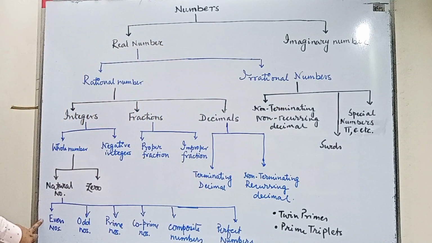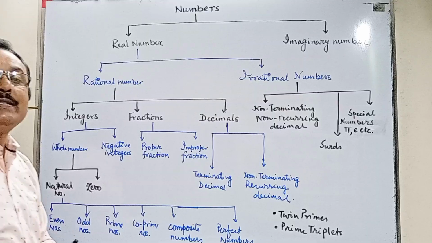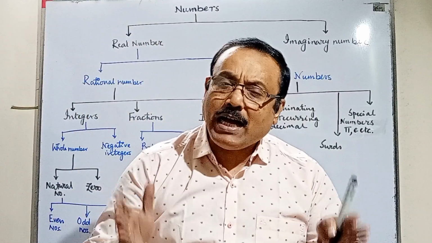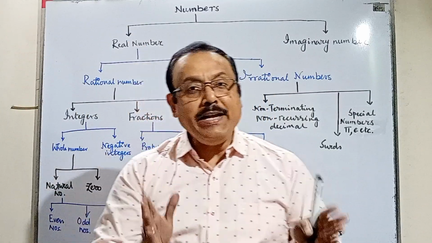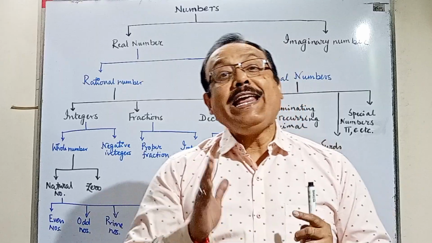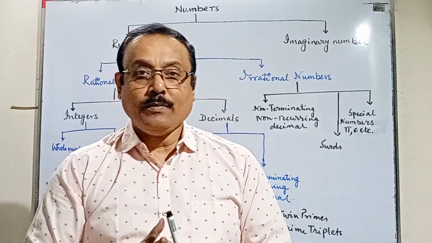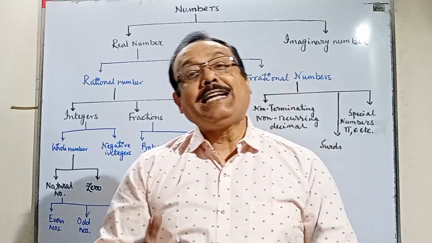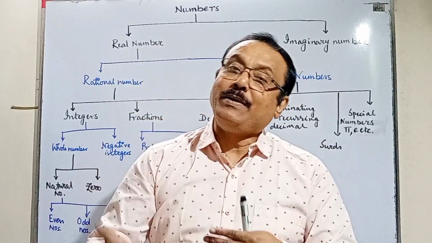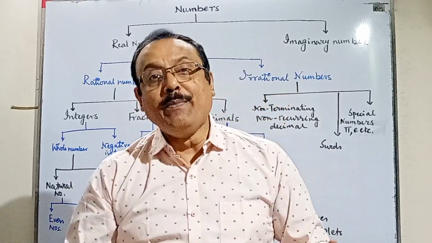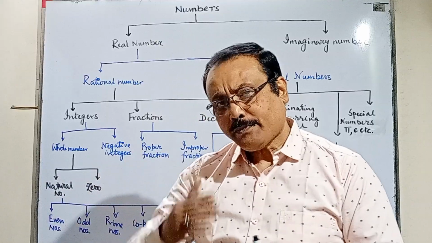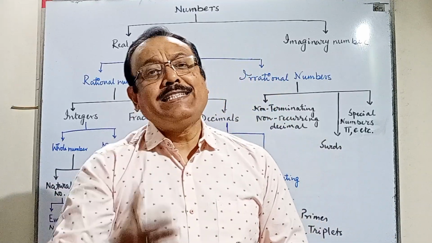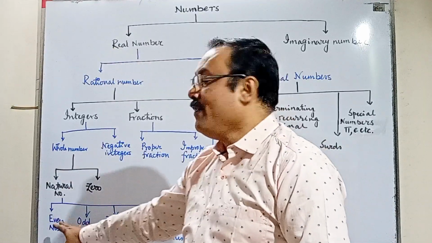Say first one, even number. Now which numbers are called even? Even numbers are those numbers which are exactly divisible by 2. I have already explained exactly divisible: when I divide a number by another number, it leaves no remainder. Any number which is exactly divisible by 2 is called an even number.